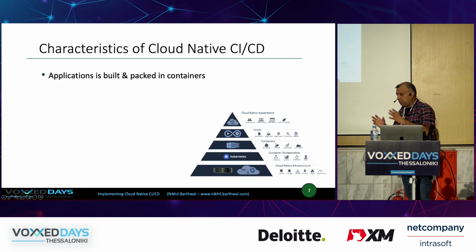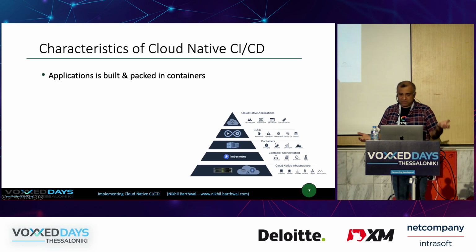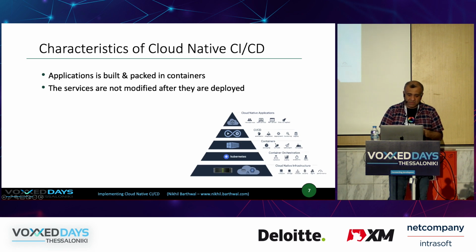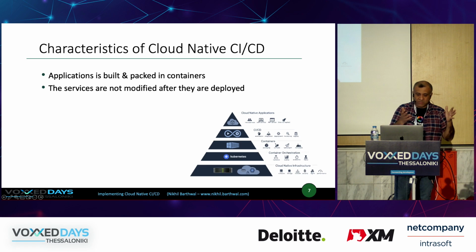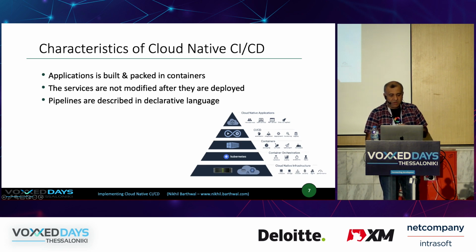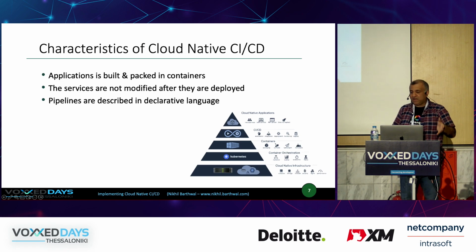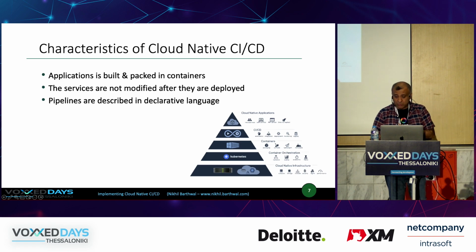To start with, one of the things we have to understand now is containerization. Everything is built in containers. Tools like Jenkins don't really have first-class support for containers. So that's one thing: everything should be built on containers. Services are immutable. Once you've deployed, you don't actually change those services, so it's immutable infrastructure. And then ideally we want our pipelines to be built in declarative languages, so it's easy to understand, easy to share, easy to reuse.